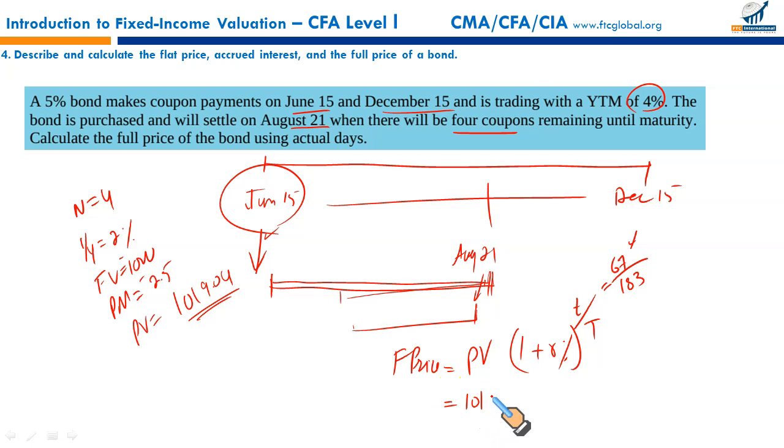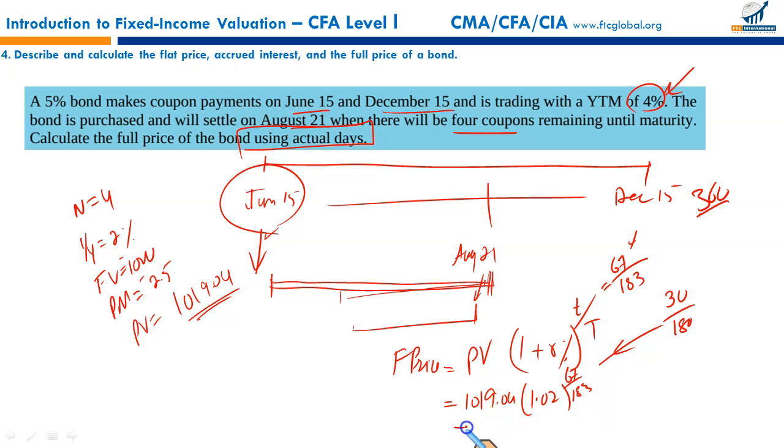It will give you the full price: 1019.04 times 1.02, the YTM factor, raised to the power 67 upon 183. Sometimes we use a convention of 30 by 180. Normally, in order to use a single number of days for each month, we use the 360 approach. So in this case, from June 15th onwards to December 15th, we will assume that every month has 30 days and there are 360 days in a year. So that is the 360 approach. It depends upon the kind of question that you are asked.